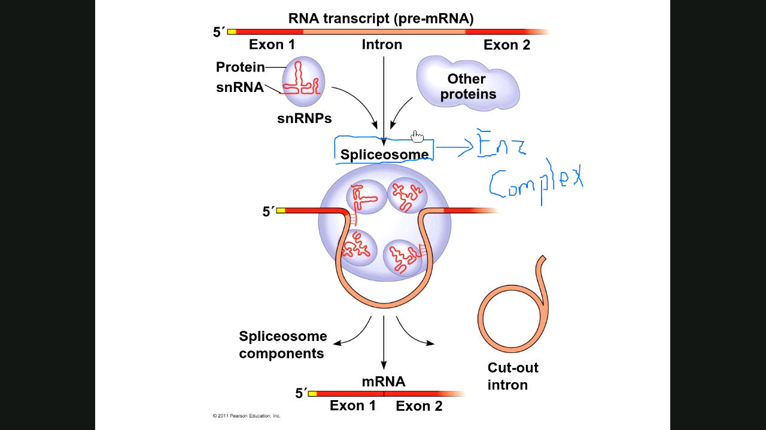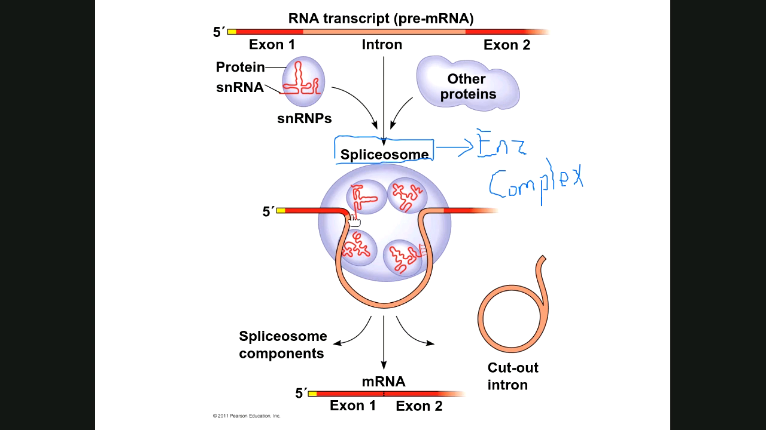But if you look here, it's showing you up top we have our pre-mRNA, an exon 1, intron, and exon 2. So this intron is separating these two exons. This enzyme complex called a spliceosome performs RNA splicing. It recognizes the non-coding sequence in the pre-mRNA, called an intron, and it will cut it out and remove it. So here it's showing you the intron's been cut out by the spliceosome.